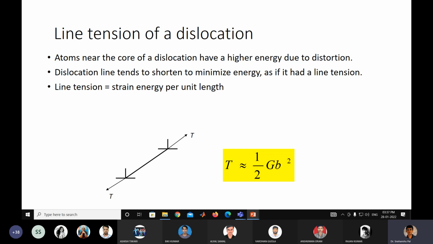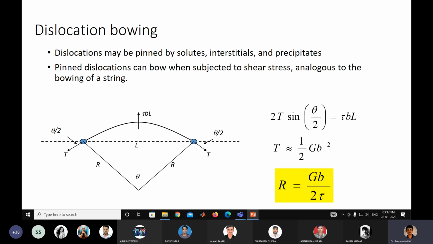This is very obvious. Now, what is the line tension? What does line tension mean? It is equal to strain energy per unit length, and it is equal to half G B square. G is the shear modulus. B is the Burgers vector. You should remember that half G B square is approximately the value of line tension. Now how does a dislocation go?